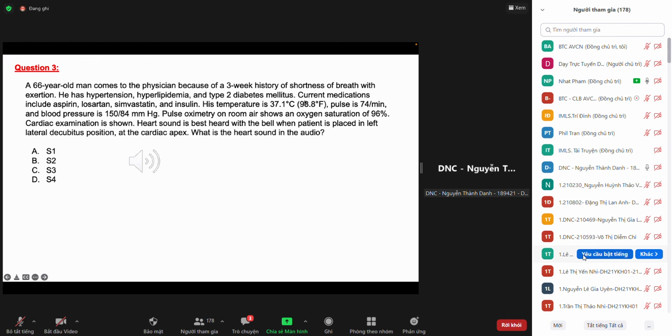The current medications include aspirin, losartan, simvastatin, and insulin. His temperature is 37.1, pulse is 74 beats per minute, blood pressure 150 over 64 millimeters of mercury. The blood oximetry on room air shows oxygen saturation is 96%. The cardiac examination is as follows: the heart sound is best heard with the bell when the patient is placed in the left lateral decubitus position at the cardiac apex. So now I'm going to open the heart sound, and can any one of you answer this question, please?